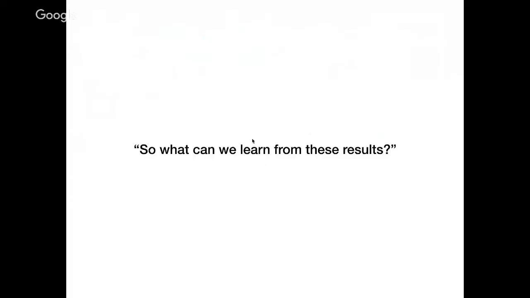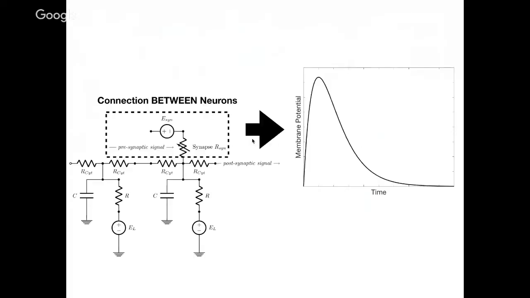So now a question comes up: what can we learn from these results? It seems like a big importance is placed on the actual connection between neurons, because it appears that a majority of the complex dynamics between neurons was based on the synapses. The circuit for a single compartment or single neuron was very simple compared to the synapse. And it seems like there's a lot of computation involved between two different neurons.